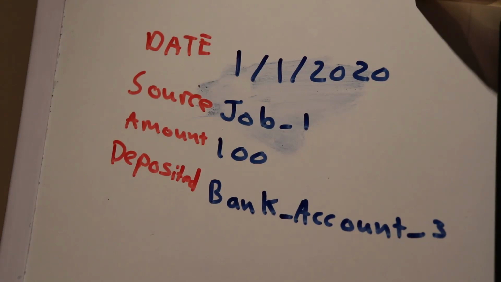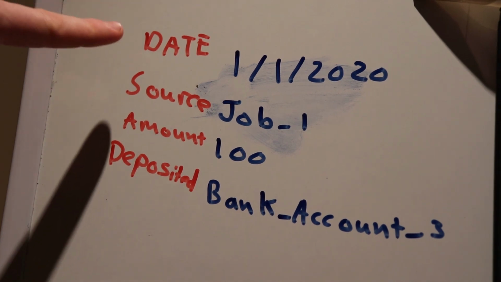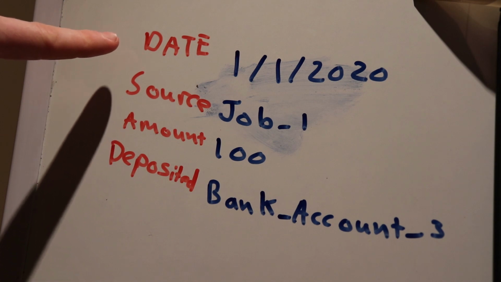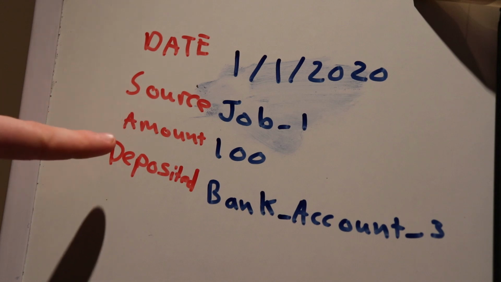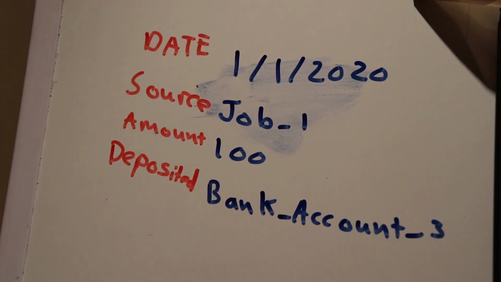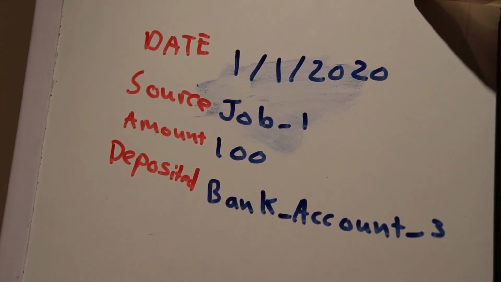So I'm now going to show you an example transaction that we will record in a form. For this, we're going to record a source of income. The date for our transaction is the 1st of the 1st, 2020. Our source is job 1, the amount is 100 and deposited in bank account 3. Now we're going to fill this information out in the form without having to go into a spreadsheet.